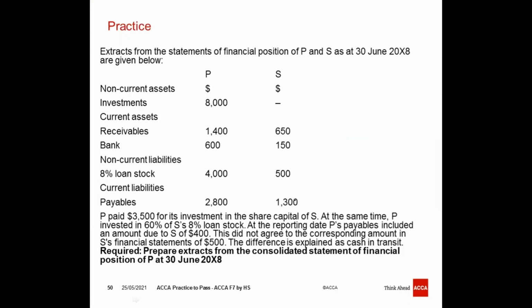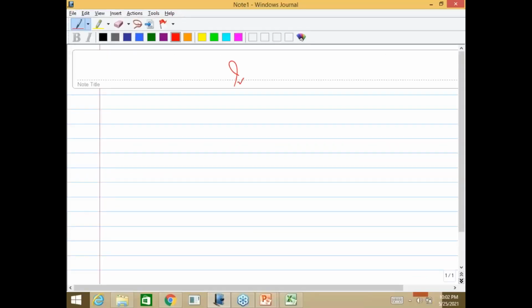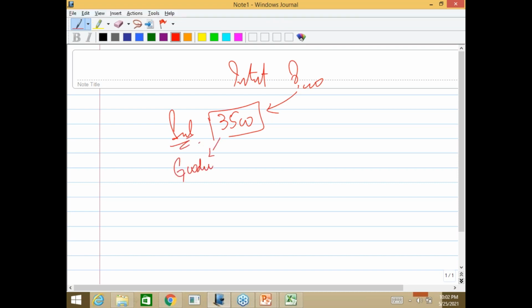Okay, now let's solve this question. The investment is having a value of 8,000. Then we have got the receivables and payables. It says that P paid 3,500 for its investment in share capital of S. So there is an investment of 8,000 by the parent company, out of which 3,500 was made in the subsidiary company, which will be used for the calculation of the goodwill. So the remaining amount will be 4,500.